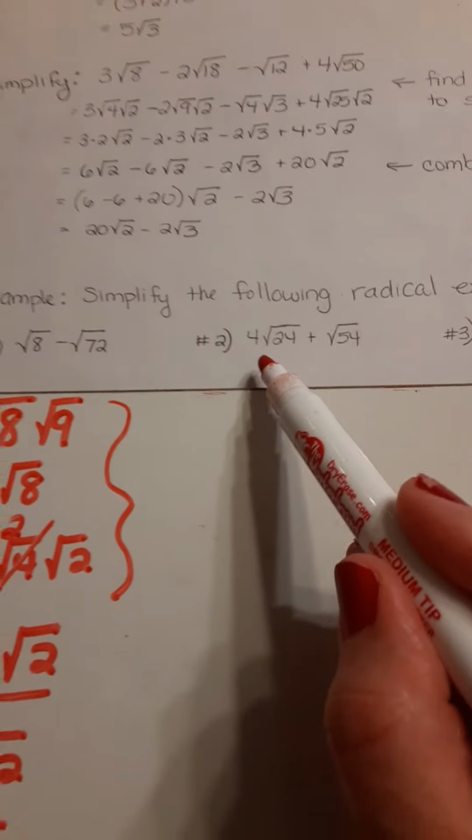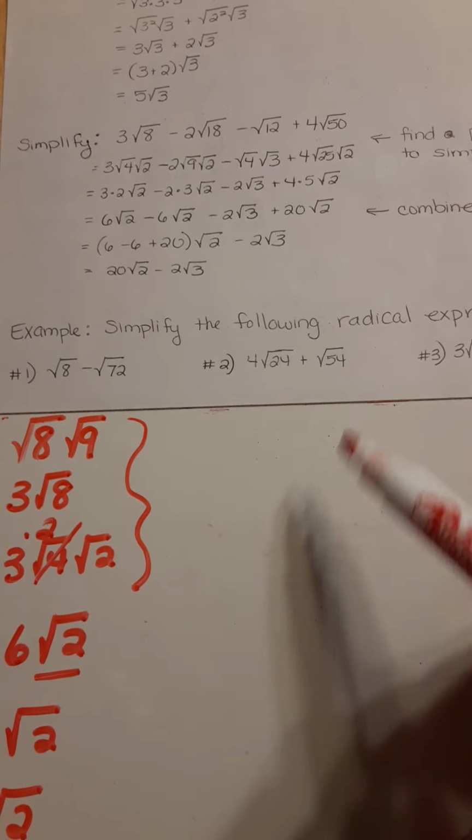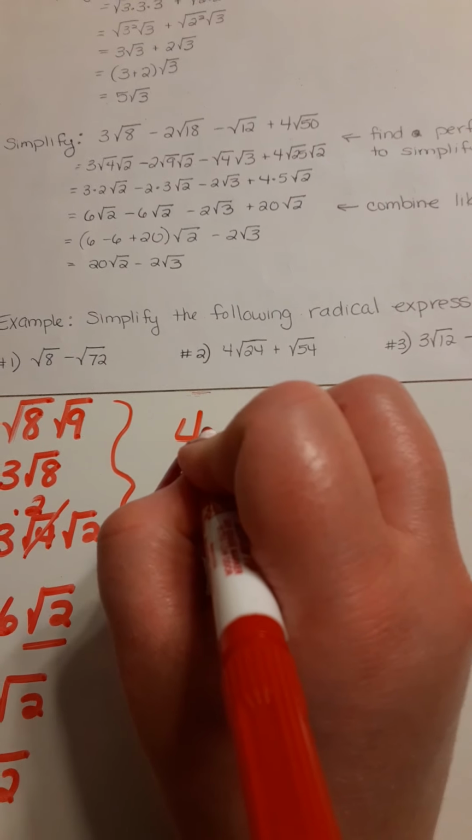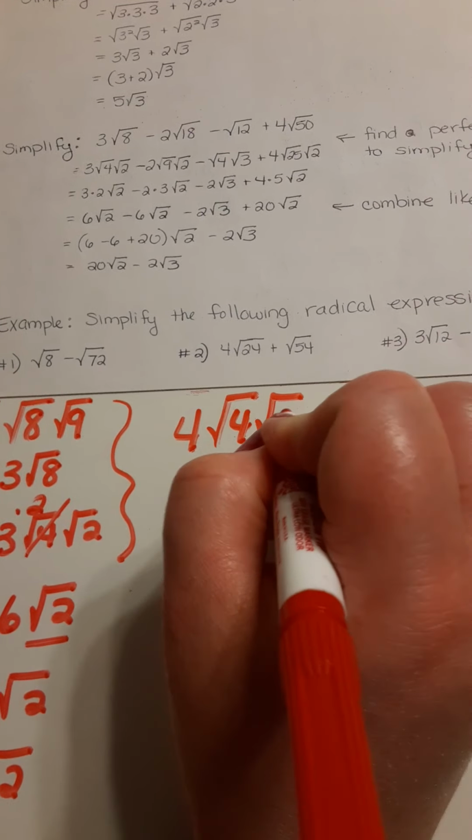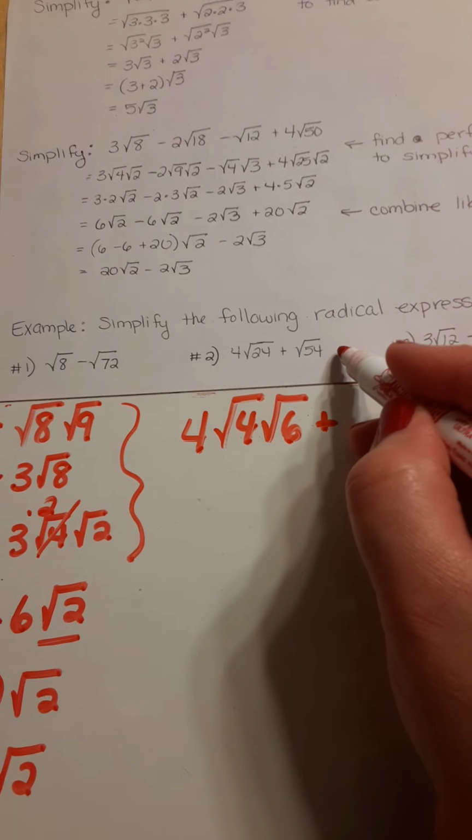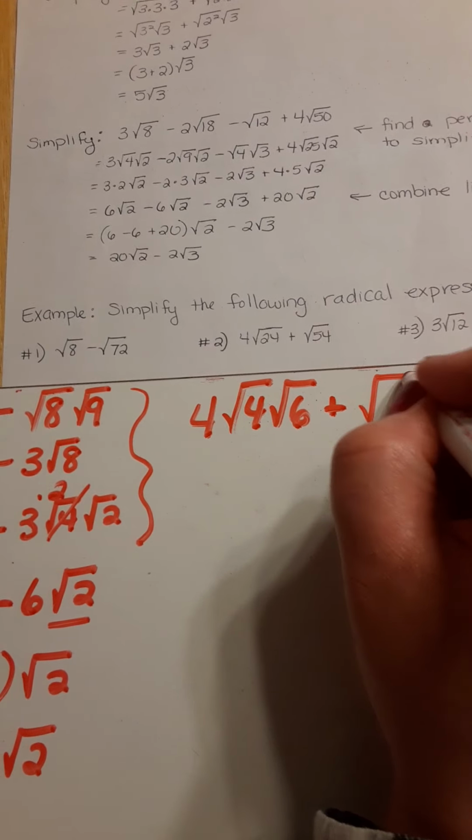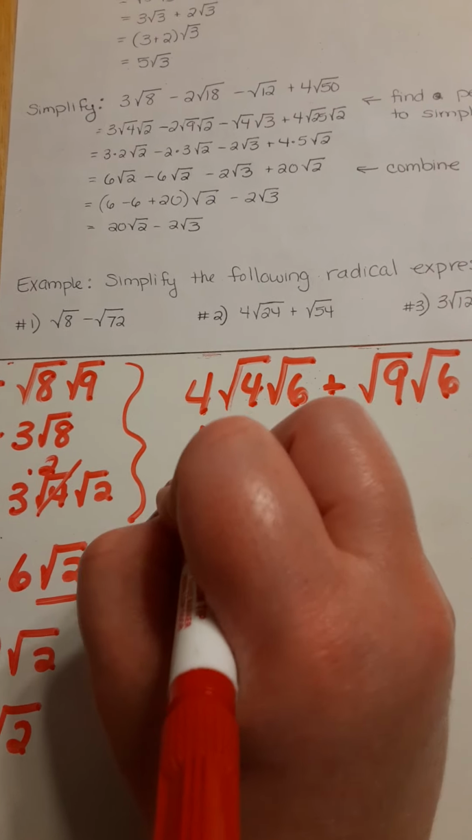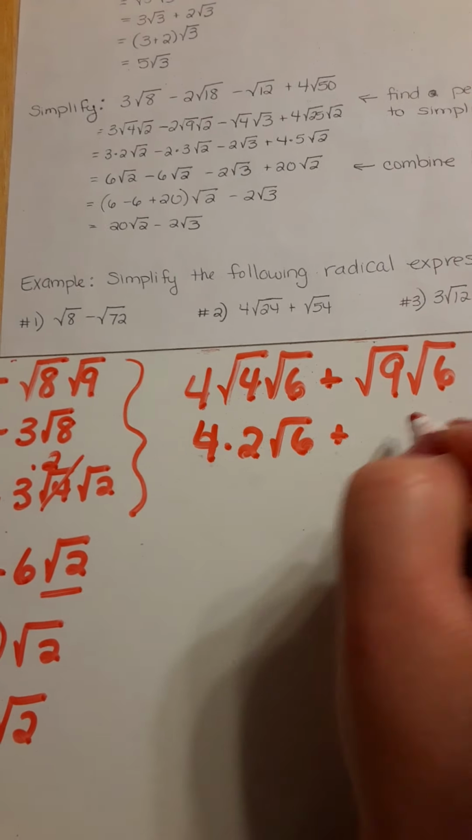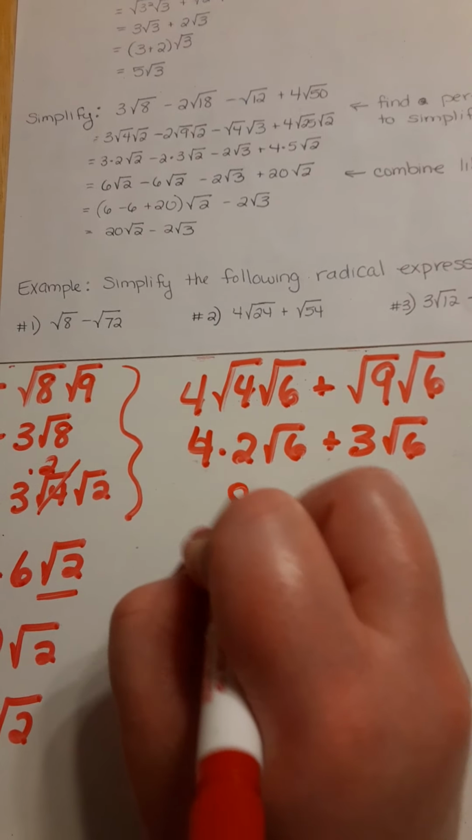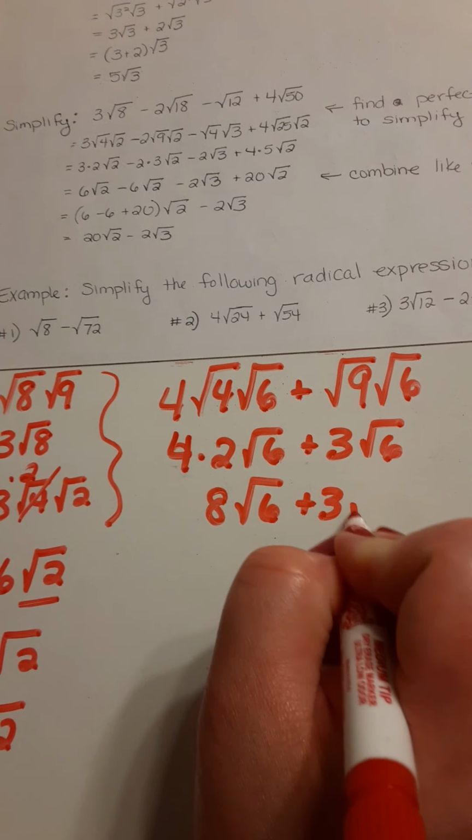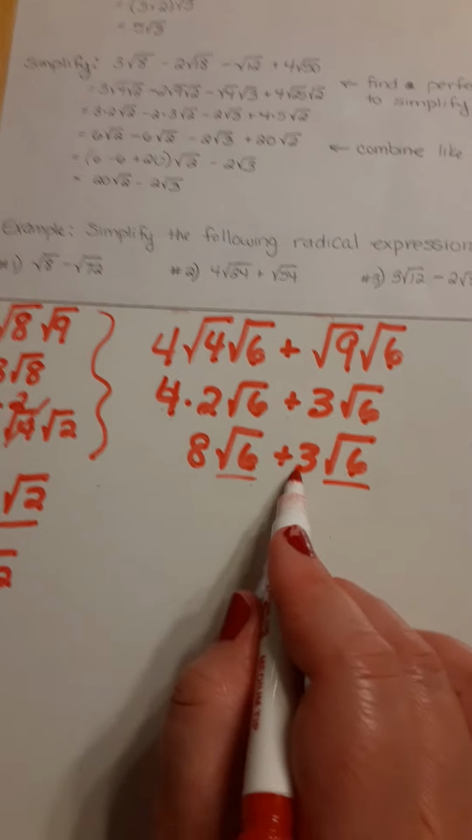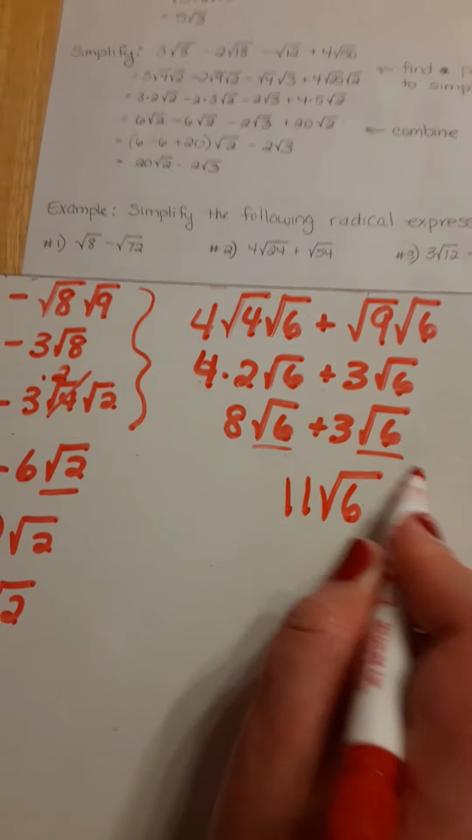Okay, we've got 4 times the square root of 24 plus the square root of 54. I'm thinking the perfect square here for 24 would be 4 and 6. Okay, 6 times 9 is 54, so I'm going to do 9 and times 6. Take the perfect square, and I get 4 times 2 times the square root of 6 plus 3 times the square root of 6. And now I can go ahead and add them together because they are the same again. 8 plus 3 is 11, and I got the square root of 6.